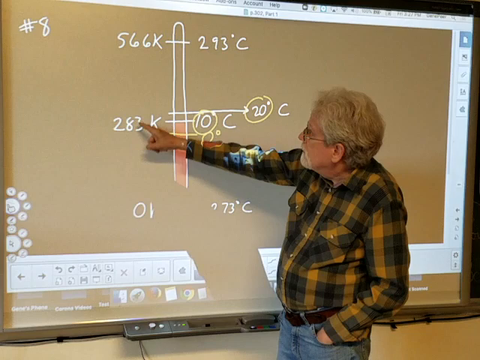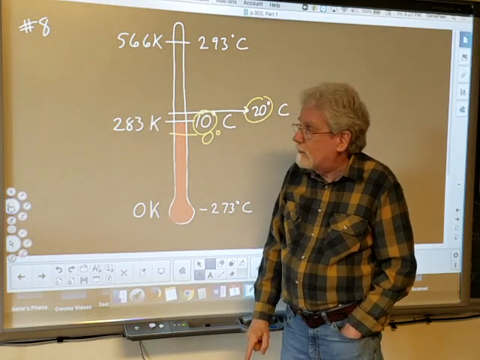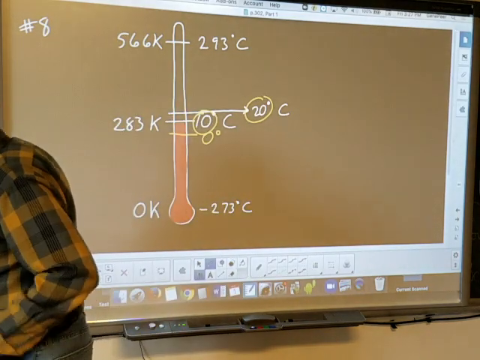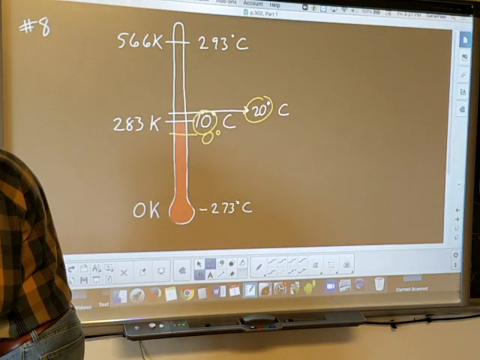Therefore, 283 compared to 566 means something. This really is twice the energy. Okay, I think I might have run that into the ground. Hopefully that's clear now, if it wasn't before.